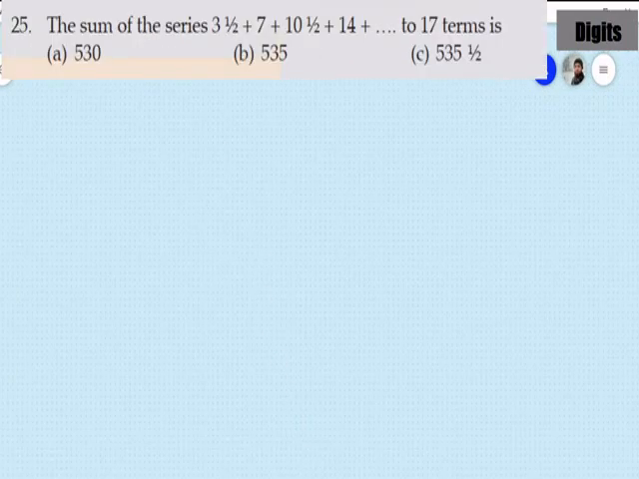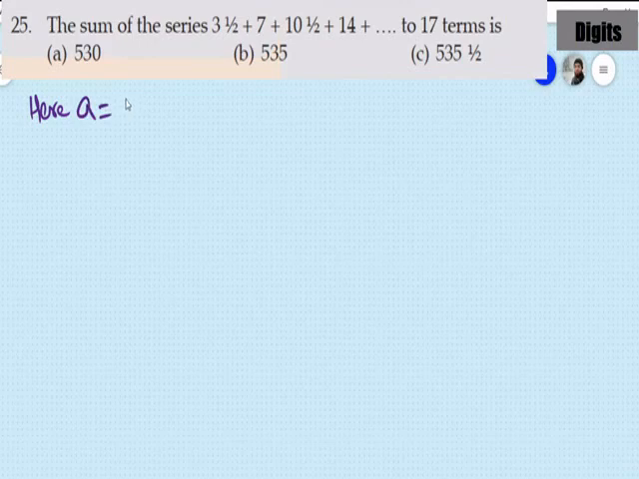25th and last part of this question. It says the sum of the series up to 17 terms. The series is 3 1 by 2 plus 7 plus 10 1 by 2 plus 14. Here some terms are in mixed form. Here we will see the first term a is 3 1 by 2 which is simply 7 by 2. Now we will check whether this is any type of series.